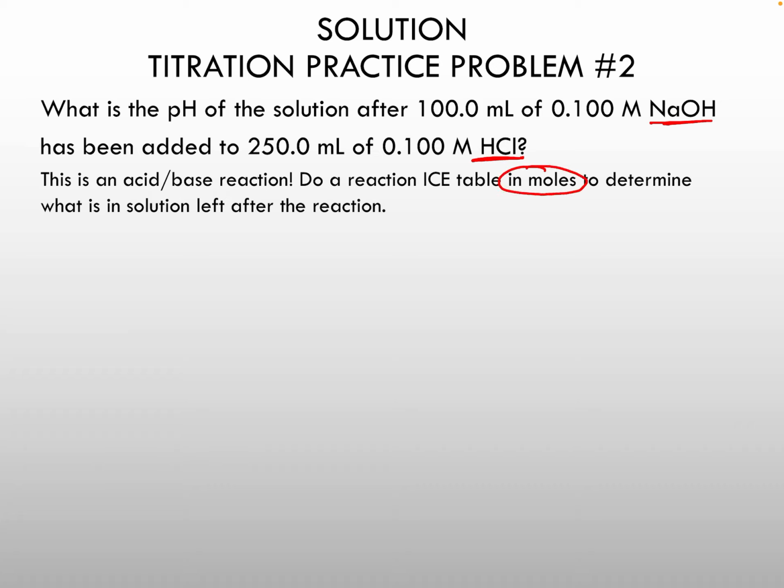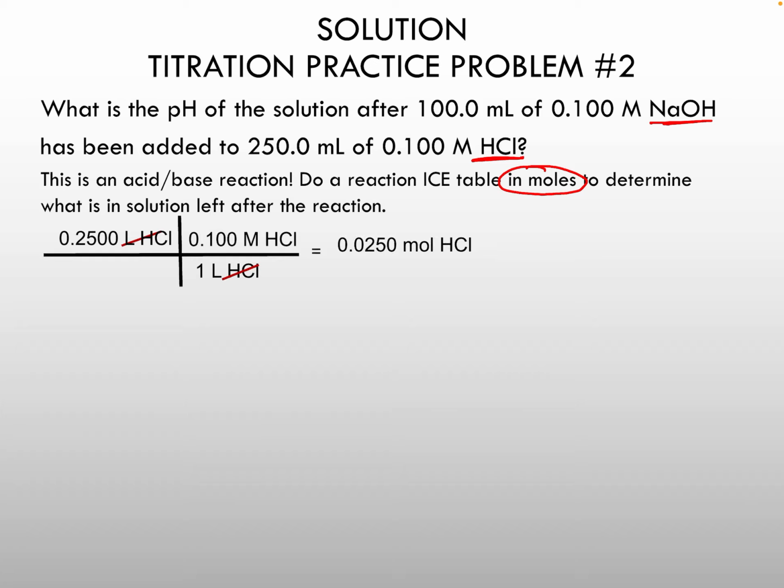Remember, anytime we're doing stoichiometry, or doing a reaction, our ice table needs to be in moles. When we're doing an equilibrium ice table, then we're going to do our calculations in molarity. But if we're doing a reaction, like we are now, it needs to be in moles. So our first step would be to take our volumes and our molarity and convert it into moles. So you can do it this way if you'd like. I have it set up in a train track here. Or you can just do, moles is equal to liters times molarity. It's just the molarity equation that's been rearranged. Either way, whatever you want to do.